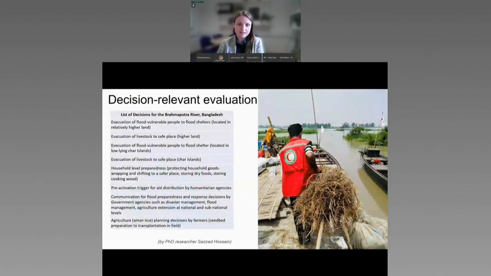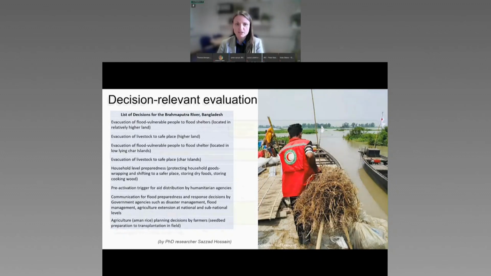And so what we can actually do is go into much more detail than that even. In this scenario here, undertaken by a PhD researcher, Sazad Hussain, who comes from the Flood Forecasting and Warning Center in Bangladesh, he has done some work to look at all of the different decisions that are being made by different organizations that want to take action before a flood. So this is for the Brahmaputra River in Bangladesh. So you can see things like evacuation, agriculture decisions, internal decision-making within the government, as well as humanitarian operations as well.